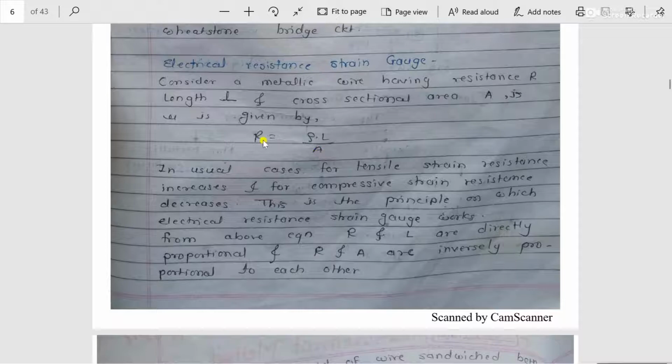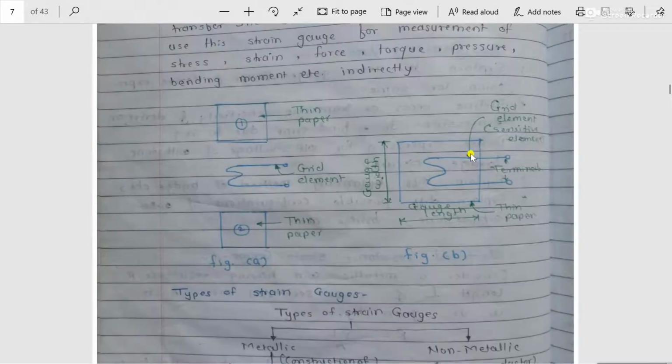That means if the strain gauge comes in contact with any loading, and in that loading the resistance increases, what happens? The extension of this particular grid element is taking place. Extension taking place means the length of this grid element increases, but at the same time, as the extension takes place, the cross sectional area of this grid element at this particular point decreases.